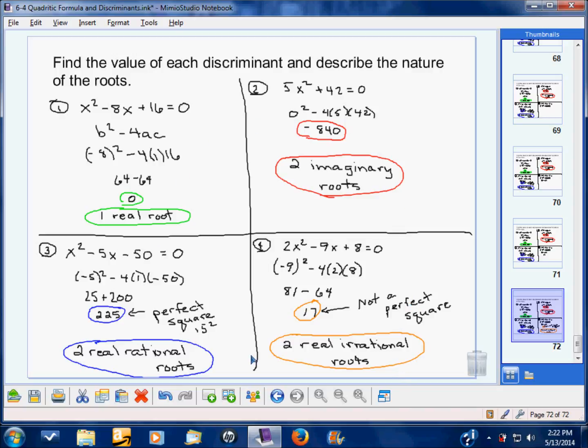So this might be a little bit easier for you when you're looking at your notes to evaluate based on this example. If it's 0, 1 real root. If it's negative, 2 imaginaries. If it's a perfect square, it's 2 rationals. And if it's not a perfect square, 2 real irrational roots. Okay? So that's how that goes.